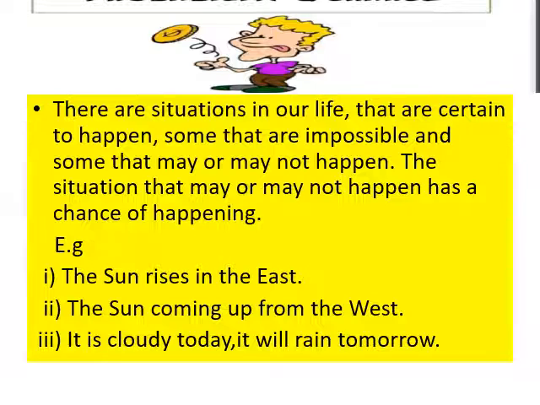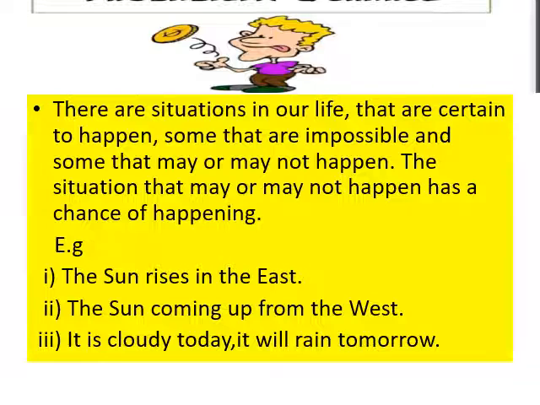No one can say that tomorrow the sun will rise from the north. It always rises from the east. So this situation is certain to happen. Some situations are impossible, like the sun coming up from the west, not possible at all. And some may or may not happen.